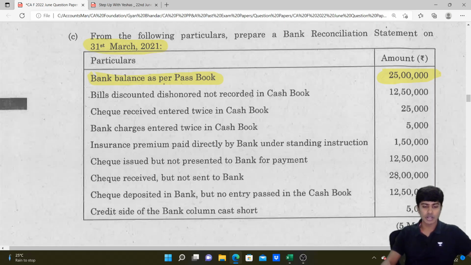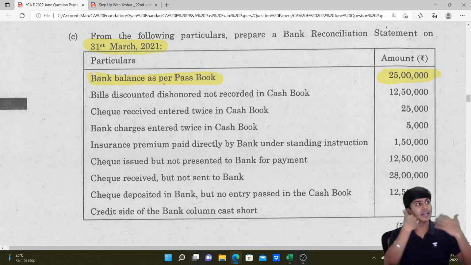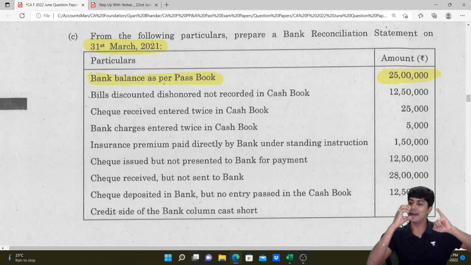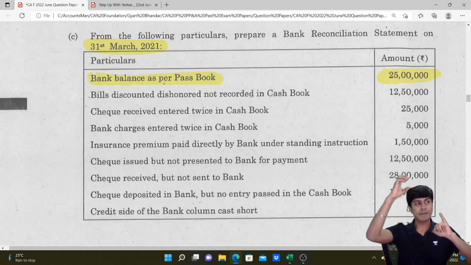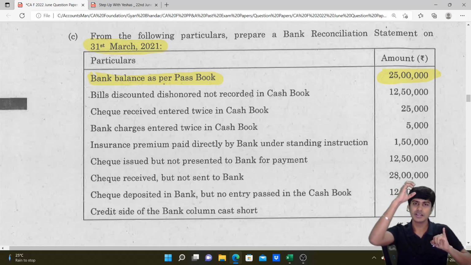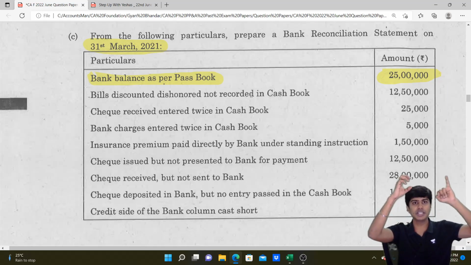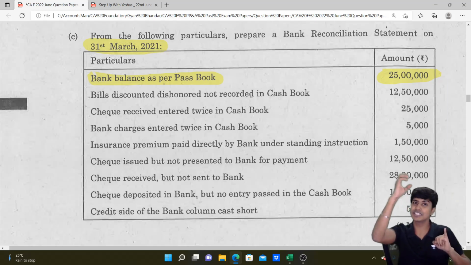Then what do we have? Bills discounted, dishonored, not recorded in cash book. Bills are received and you discount them with the bank. When you discount it, the bank is supposed to pay you money, so the balance per cash book will increase, and the passbook also will increase. Dishonored means the bank didn't receive the money, so the banker has reduced your passbook balance, but the entry is not made in the cash book. So the bill was discounted, cash book and passbook both increased. Dishonored, passbook has decreased, cash book entry is not made. So cash book has not decreased.